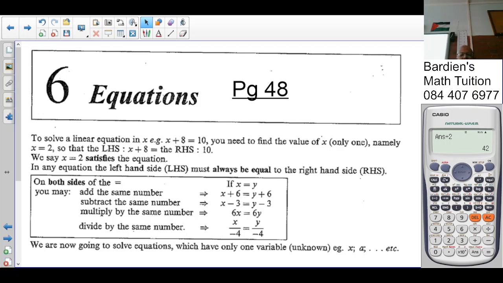Then we are told you need to find the value for x, only one in this case. For a linear equation, the value for x is only one value. Later on you're going to see there could be two values for x as well, and 3 and so on. But for now, for the linear equation, you'll only have one solution. One value for x, namely in this case x is equal to 2.